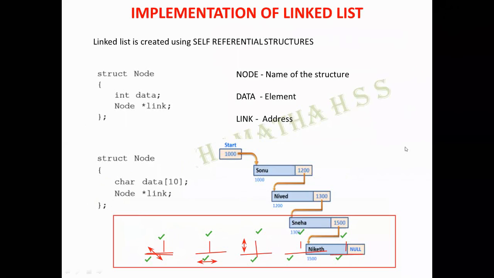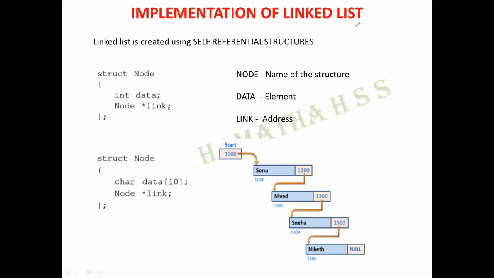So what are the various operations? First, this list has to be created. How are you going to create it? First, I have created a structure, struct node. Inside that I have two variables, int data and node star link. Your structure name becomes your new data type.